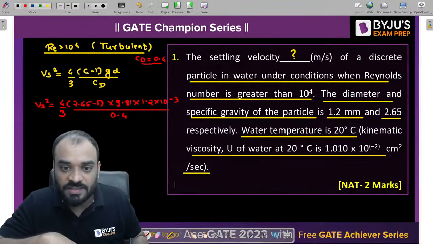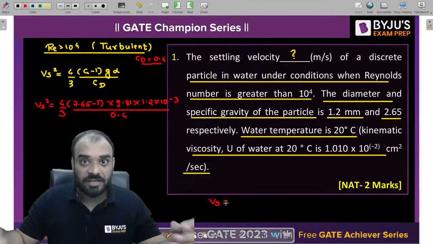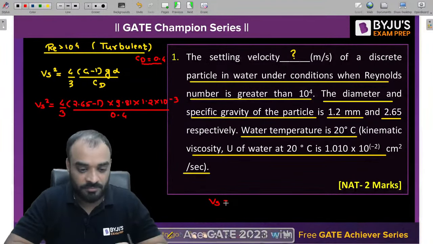Now please calculate this answer and let me know how much value you are getting for the settling velocity. Tell me quickly. How much are you getting? Please let me know.